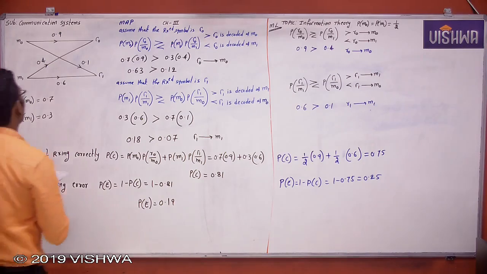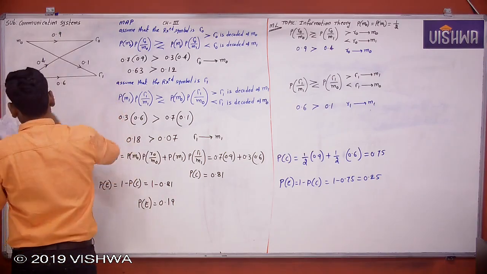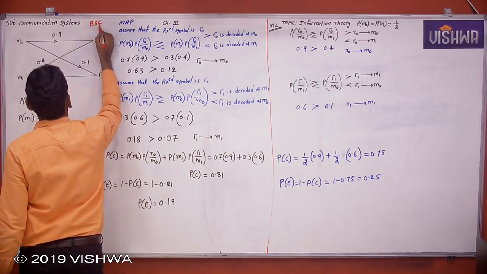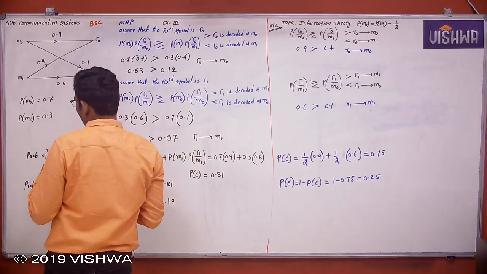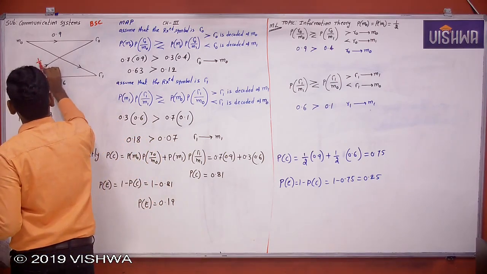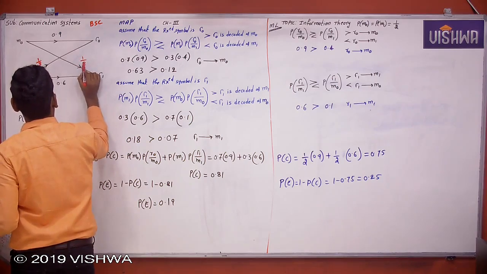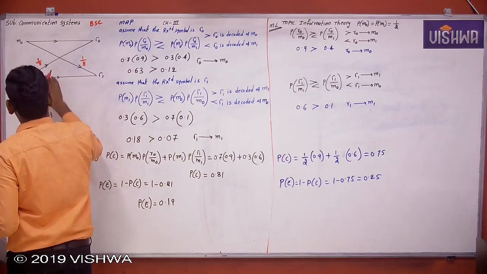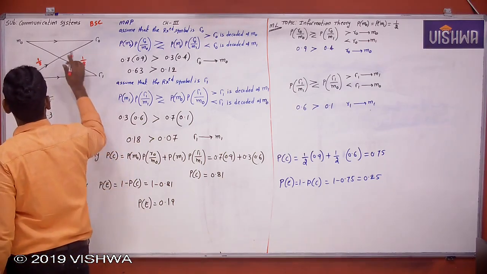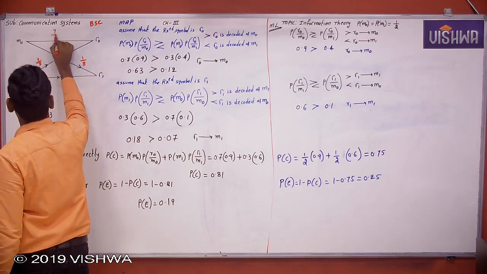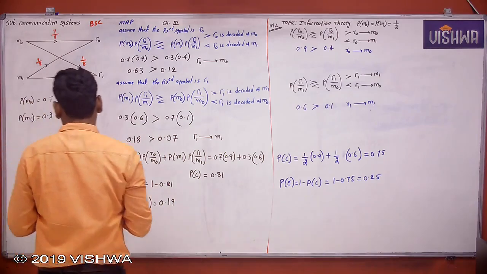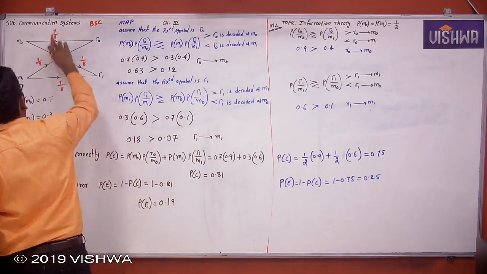Now, same question, but he is saying consider a binary symmetric channel with crossover probability of 1 by 8. Both channels have the same error probability. Crossover probability of 1 by 8 means this probability is 7 by 8. In a binary symmetric channel, the error probability is the same for both channels.